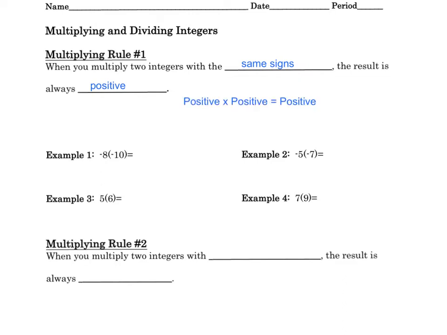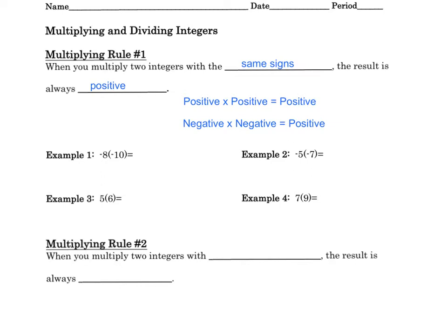A positive times a positive equals a positive, and it also means that a negative times a negative equals a positive. Those are your two rules. Same signs, when you multiply, it's always a positive.